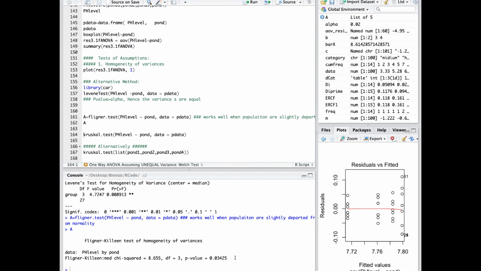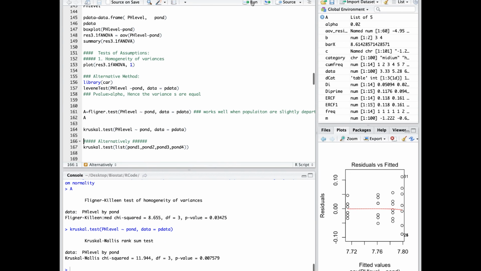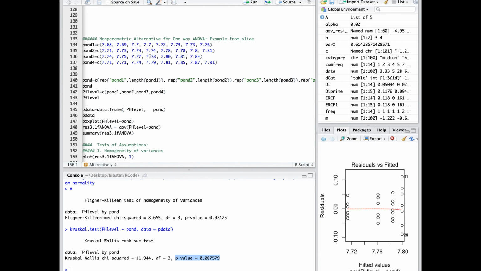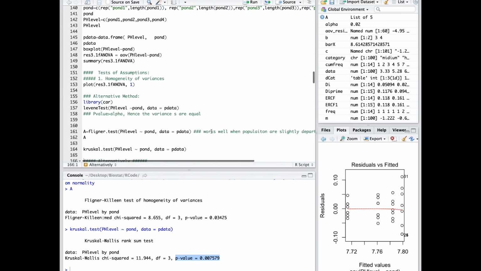Okay, so it violates the assumption. I did not test the normality, but since the variances are not equal, and one of the methods gives a very small p-value, it looks like the variances are very heterogeneous. So what I'm going to do next is use the non-parametric test, the Kruskal-Wallis test. If I do the Kruskal-Wallis test, I get a p-value still less than alpha, meaning that the pH level in those ponds are not equal, right?